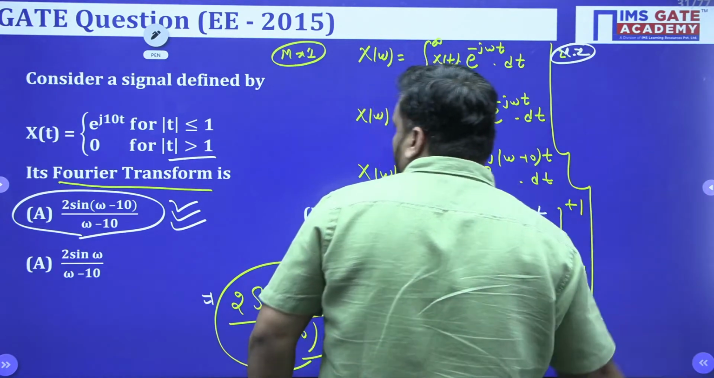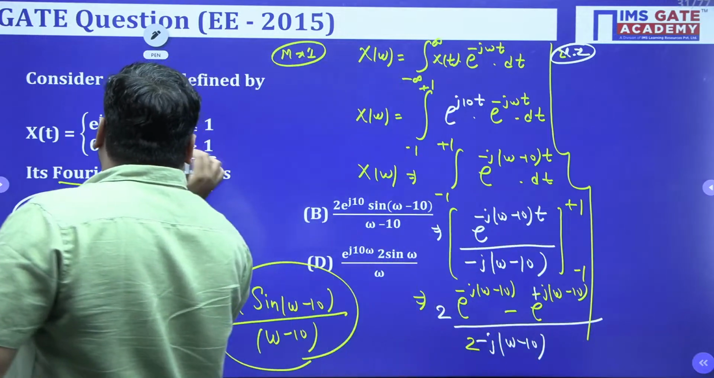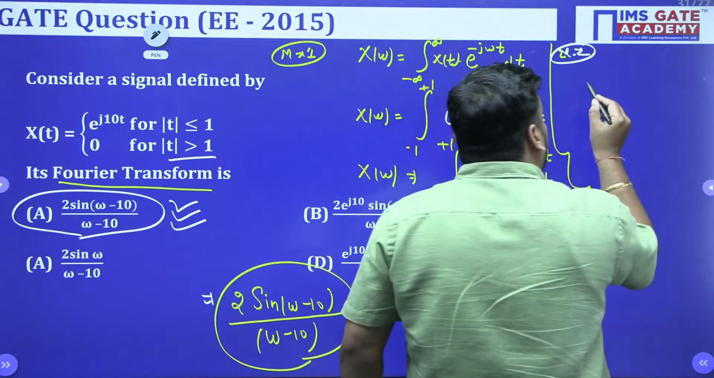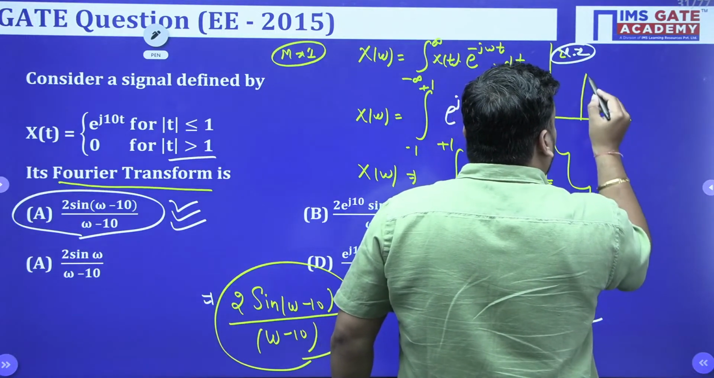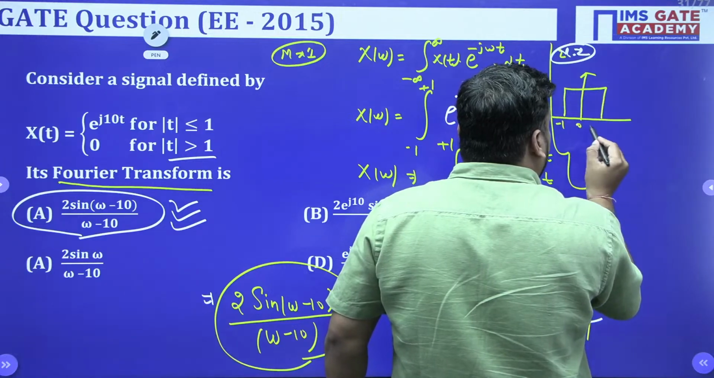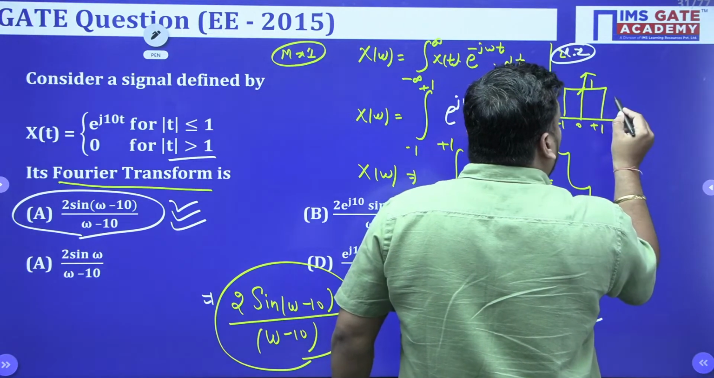Now method number 2 says that whenever mod of t is less than or equal to 1, it means student, do you know, if I make a rectangular pulse which is having magnitude from minus 1 to plus 1, do you know its Fourier transform?